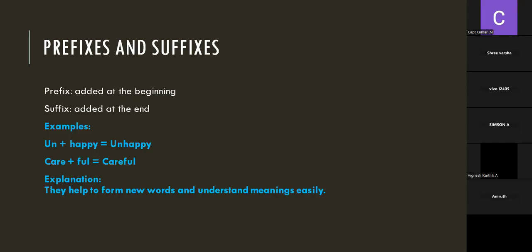They are added to words to change meaning. Prefixes are added at the beginning and suffixes are added at the end of the word. They help us form new words easily. For example, adding dis to agree becomes disagree. Similarly, adding ness to happy becomes what? Happiness. Great. This helps expand vocabulary quickly.